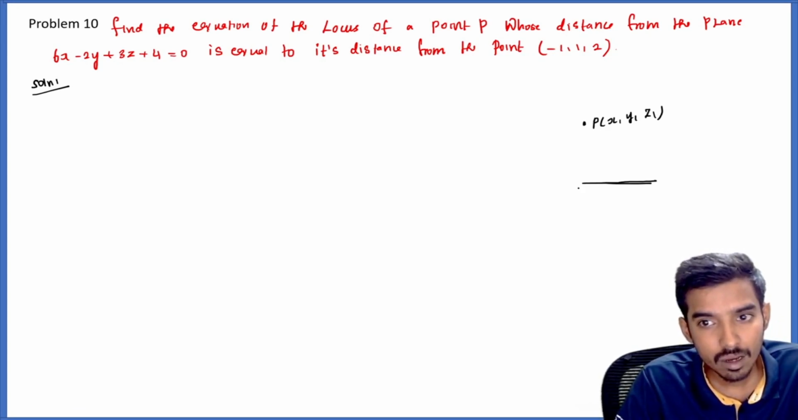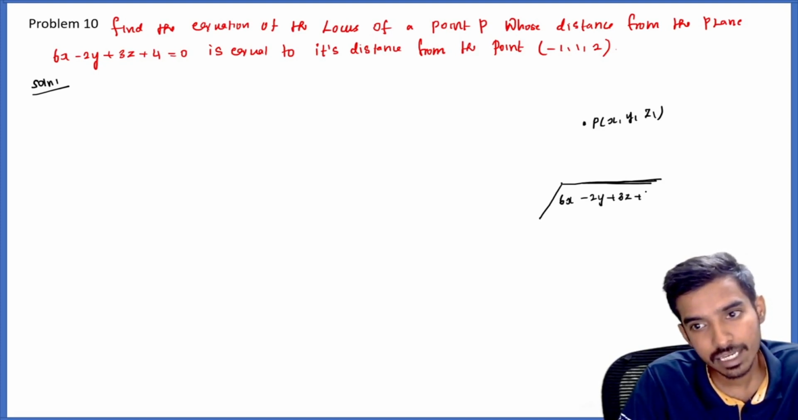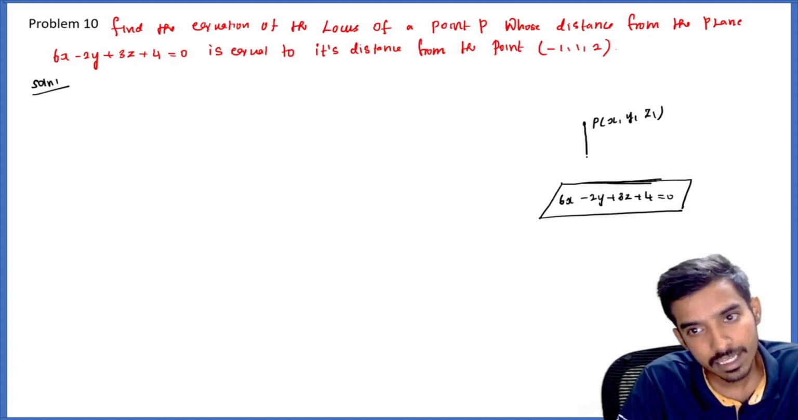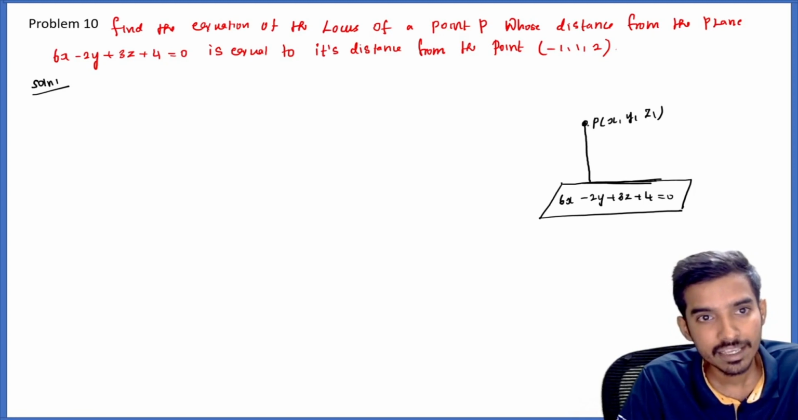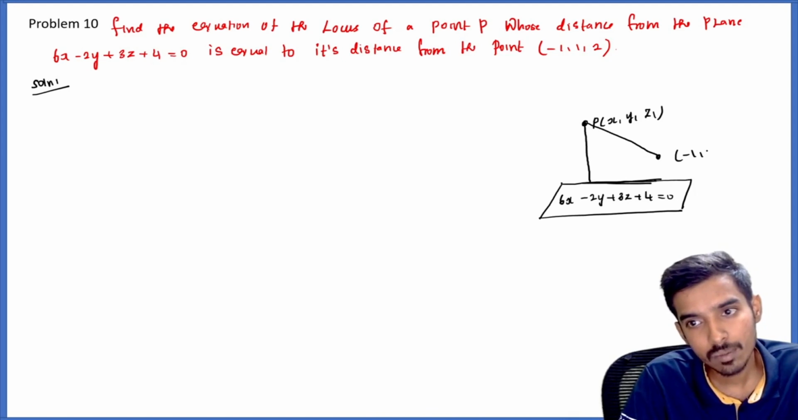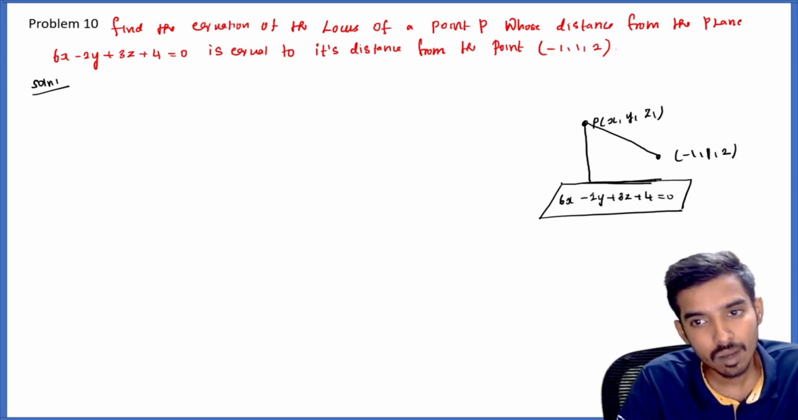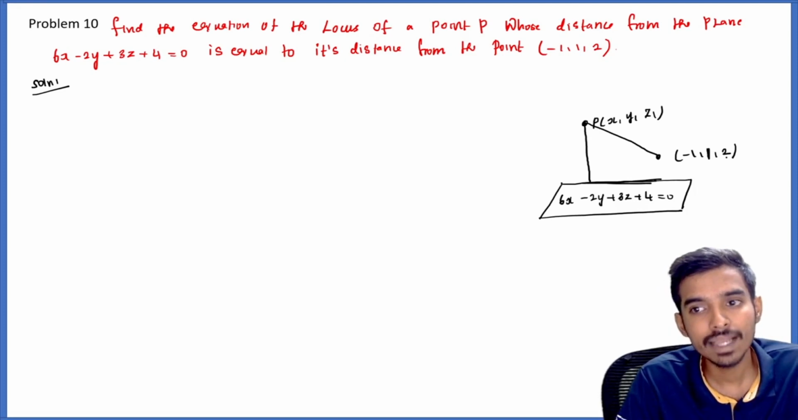the distance from that point to the plane 3x minus 2y plus 3z plus 4 is equal to 0, right? We need to find all those points such that the distance from the plane to that point is equal to the distance from the point, let's say this point is minus 1, 1, 2, right? So we need to find all those points x1, y1, z1 such that the distance from that point to the plane is same as that point to minus 1, 1, 2.